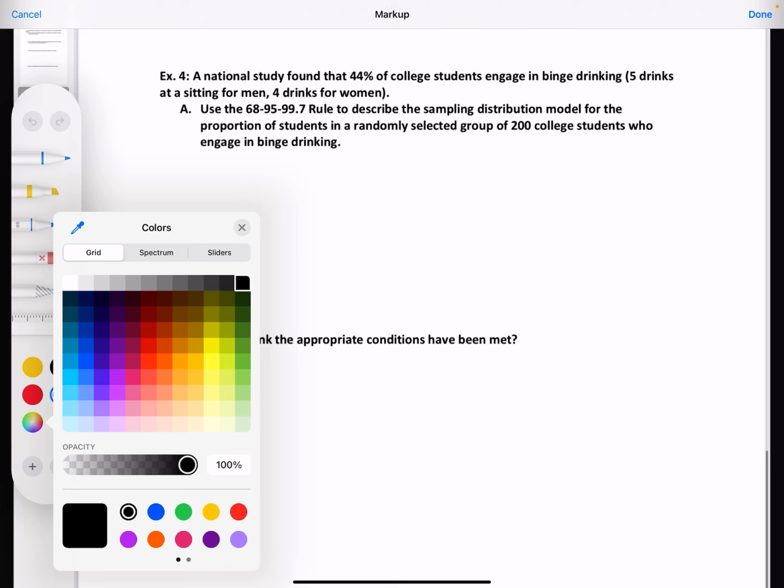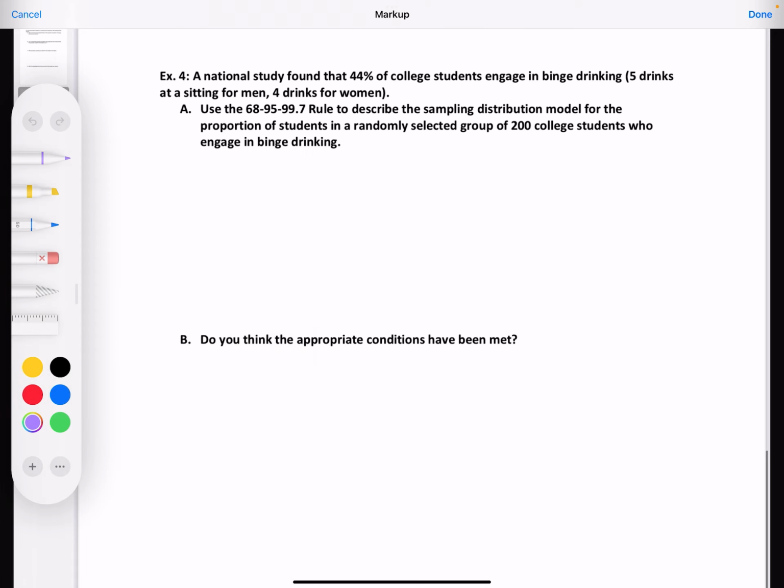Okay. I'm going to switch back to purple because it just seems more satisfying. A national study found that 44% of college students engage in binge drinking. 5 drinks at a sitting for men, 4 drinks for women. That's bad. That's insane. Okay. Use the 68, 95, 99.7 rule to describe the sampling distribution model for the proportion of students in a randomly selected group of 200 college students who engage in binge drinking. Okay, so first of all, the mean is 0.44. So we need to do that stuff first. So I'm going to draw my model over here. Oh, that's not in the center.